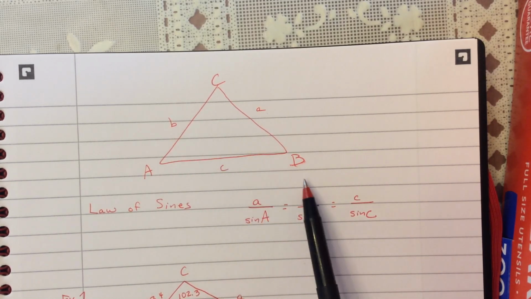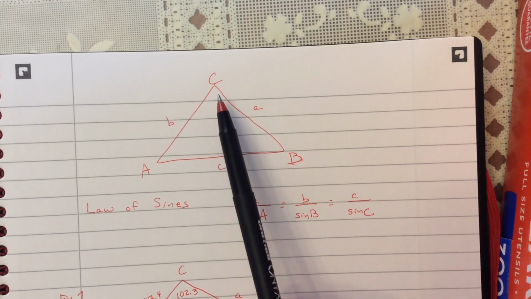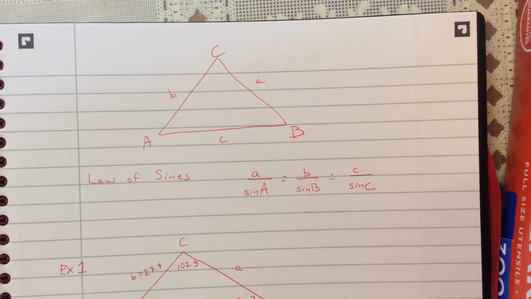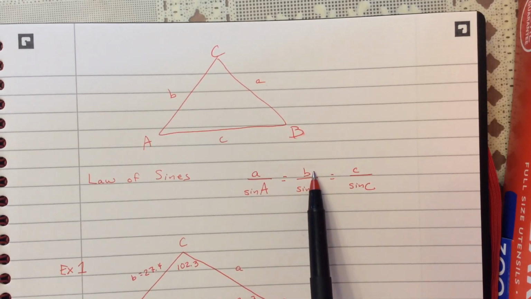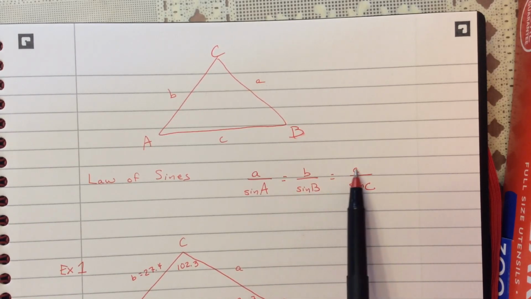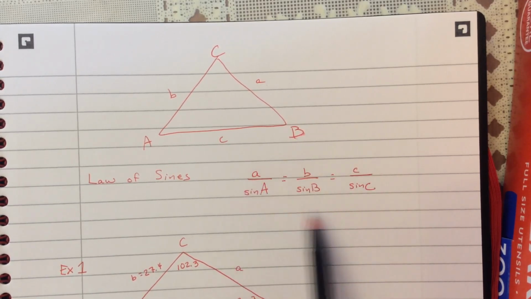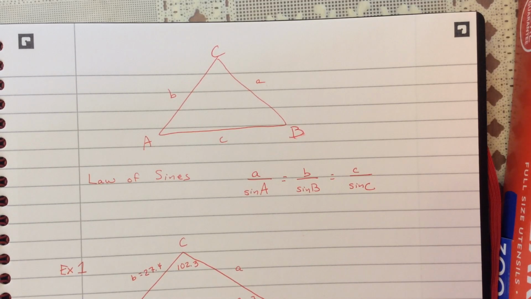So side B is opposite angle B, side C is opposite angle C. So our law of sines is a set of proportions where side A over sine A equals side B over the sine of angle B equals side C over the sine of angle C. So we're going to use these proportions to solve the missing parts of a triangle.